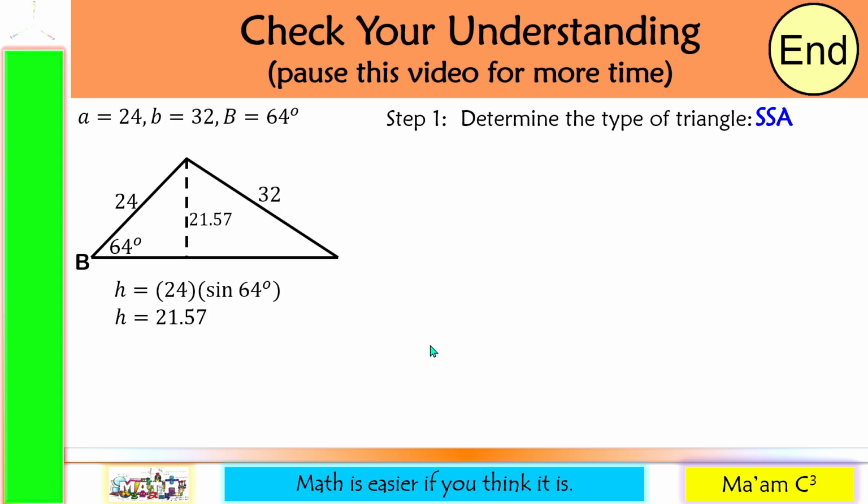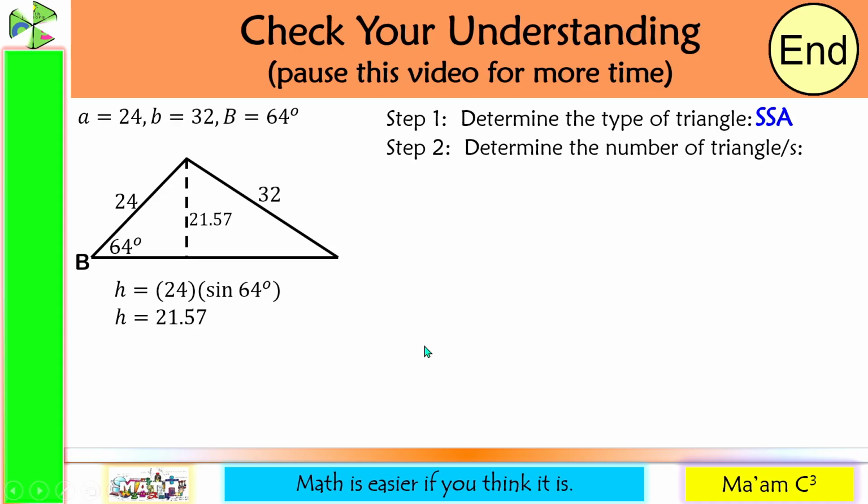Now, let us analyze how many triangles we can form here. Let me label this one first as vertex A. So, this is angle A. Now, let us analyze this side, 32, is longer than the height and the other side. So, we were able to form one triangle. Let me label this one as vertex C for angle C.